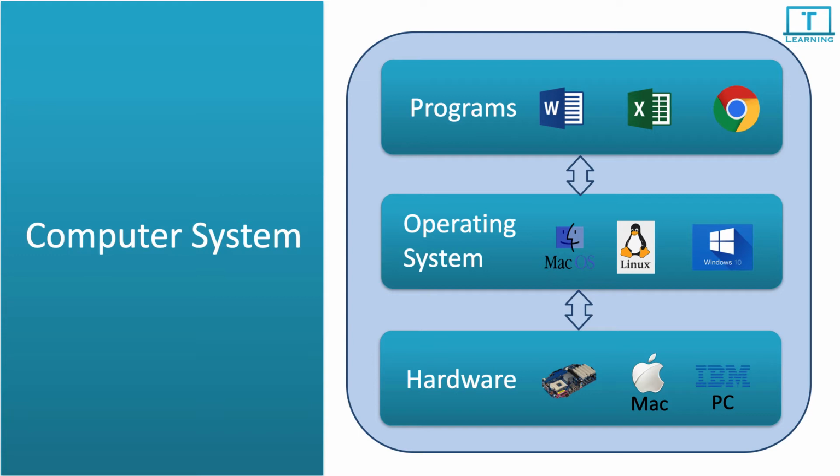Now let's take a look at the topmost layer. This part has various computer programs like Word, Excel, or internet browsers like Chrome. All these programs are executed on top of operating system. That is, OS takes commands from these programs and passes them to hardware. It also takes the response from hardware layer and gives it back to the programs. It's highly important to understand how these components work before moving into programming.